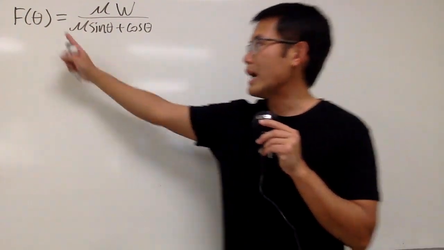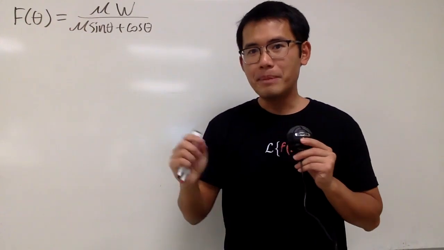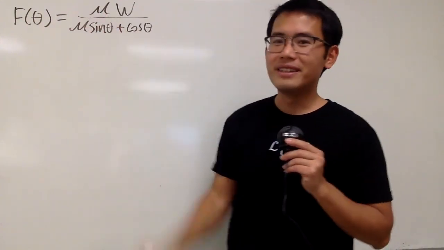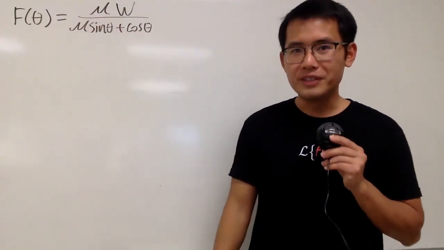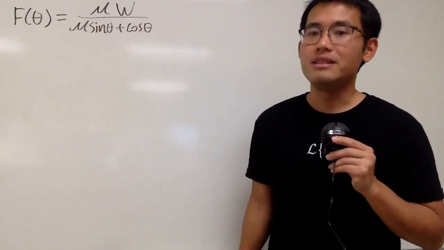Okay, for this question, we have F, which stands for the force. And this right here is mu. It's a Greek letter, and it stands for the friction coefficient. And the W is the weight of the object. And the theta is the angle.